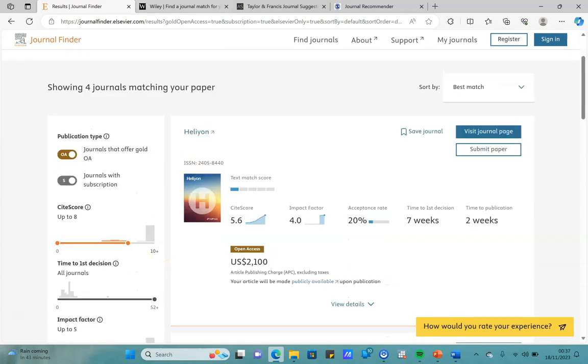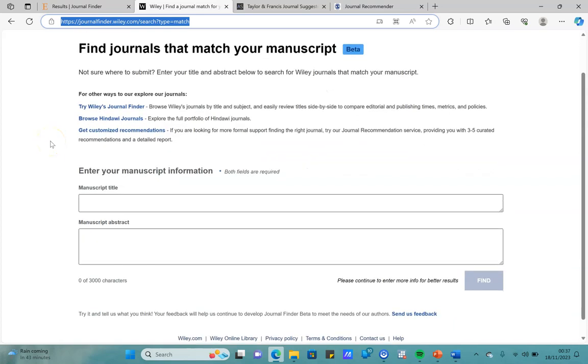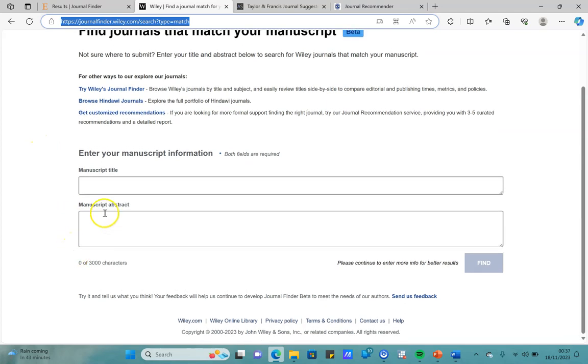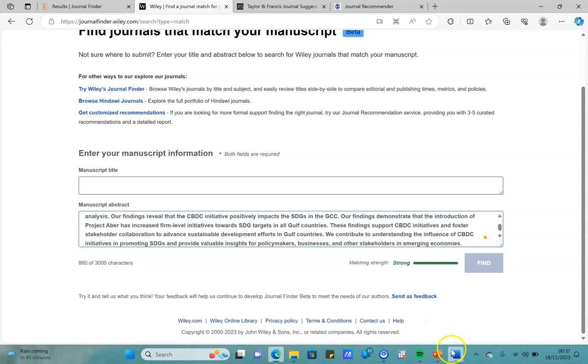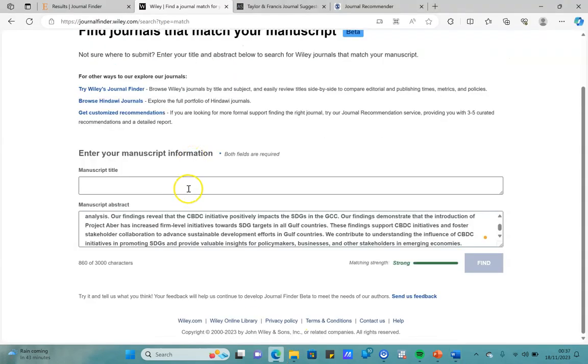Now, let's have a look at the other one, Wiley. If we go for Wiley, they have a huge selection of accounting, finance, and business journals. Wiley is asking for the title and also the abstract. So let's first put in the abstract. Then let me copy the title and paste it over here. You can see it's almost the same way.